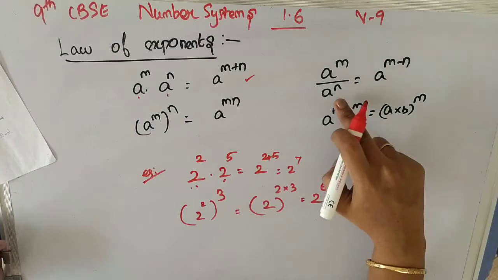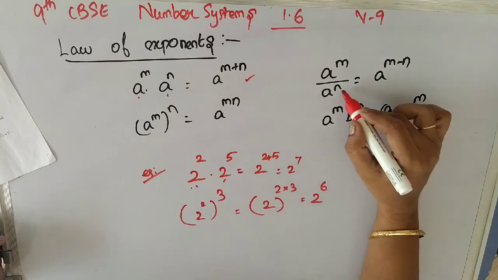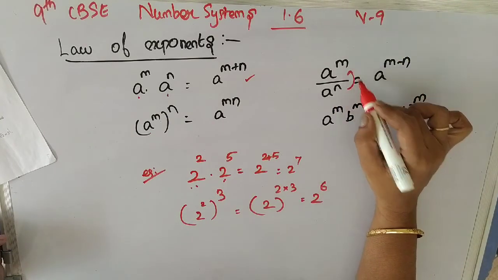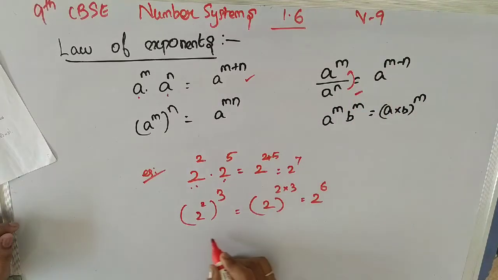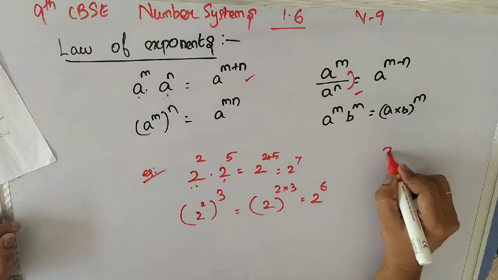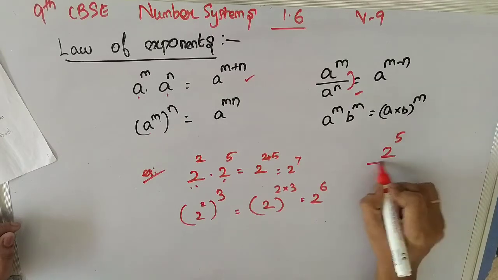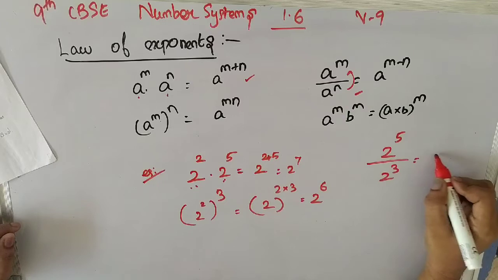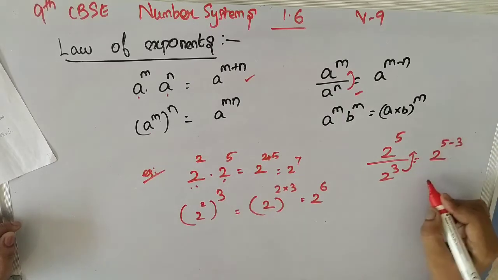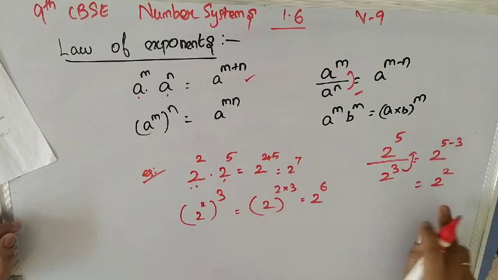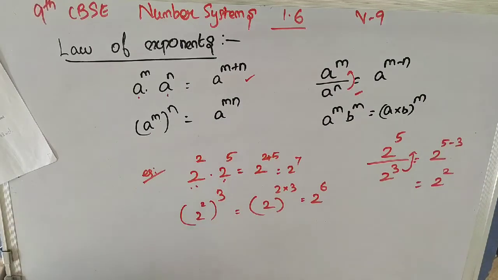Now the third law is that a power m by a power n is equal to a power m minus n, because when n goes to the numerator it becomes a negative number. For example, 2 power 5 by 2 power 3 gives 2 power 5 minus 3, because this 3, when it goes to the numerator, becomes negative, so we get 2 squared.